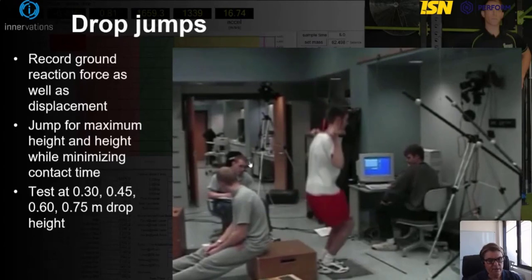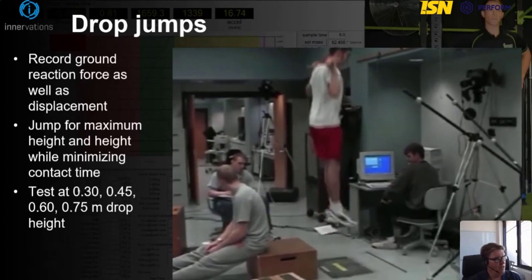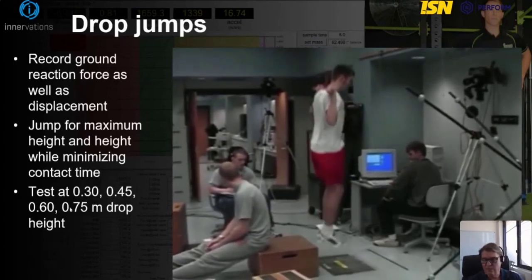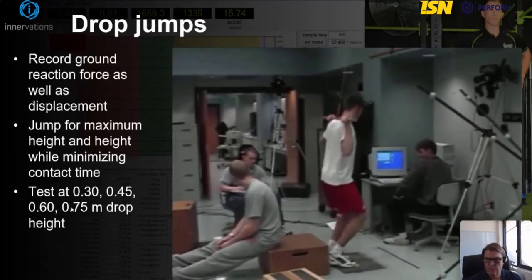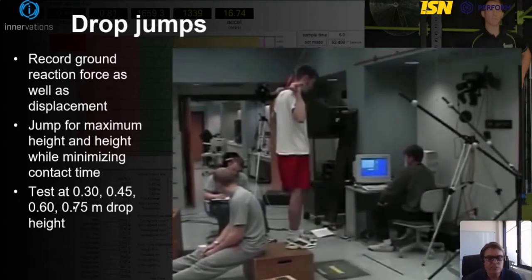We can test them at various drop heights, and this, for example, might be 30, 45, 60 and 75 centimetres. It depends again on the athlete. For a swimmer, you wouldn't do this test at all because reactive strength is meaningless for them. For a volleyball player, this is an elite volleyball player here, then you test them at perhaps even higher drop heights than this because these are highly reactive athletes. Similarly, triple jumpers, long jumpers, high jumpers, very reactive athletes. So you may test them at actually 1 or even 1.2 metres of drop height.